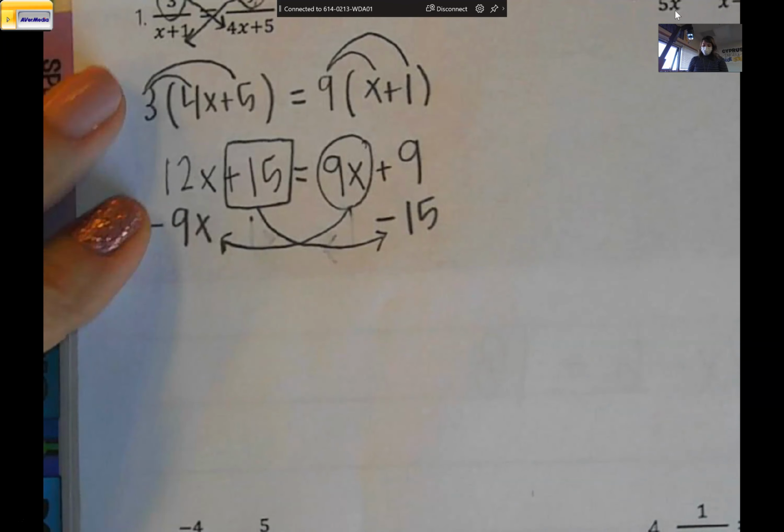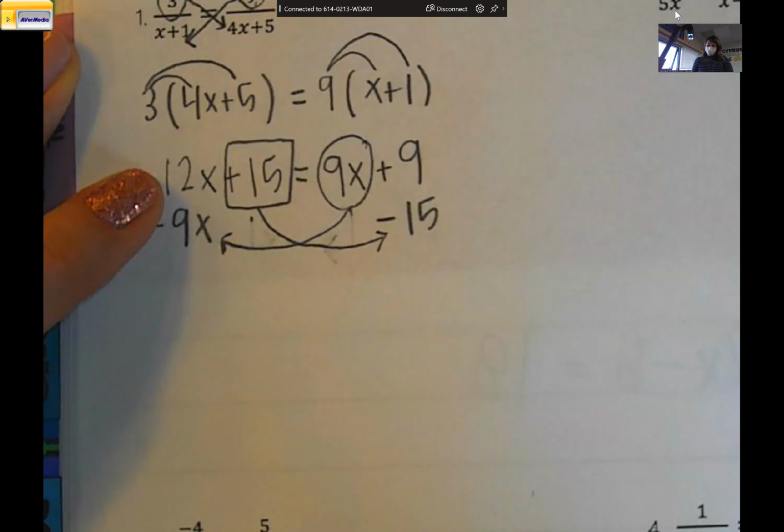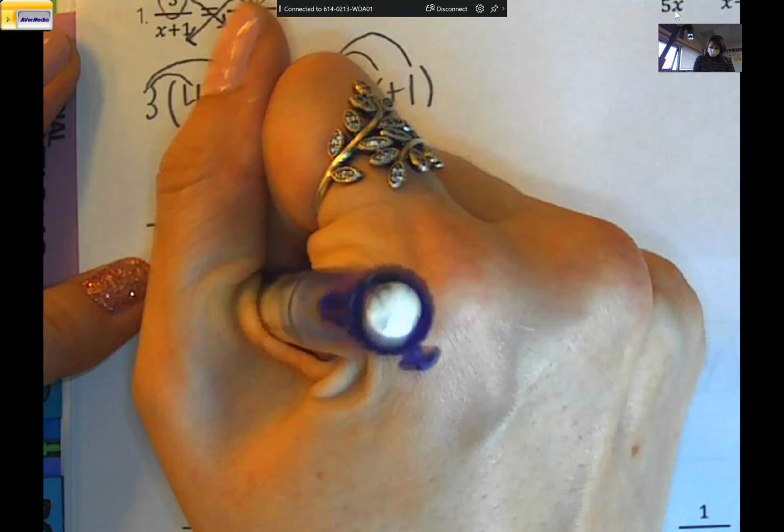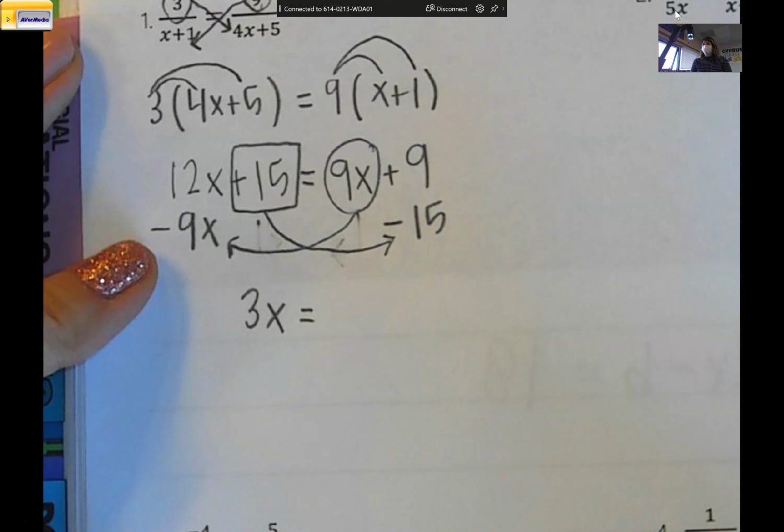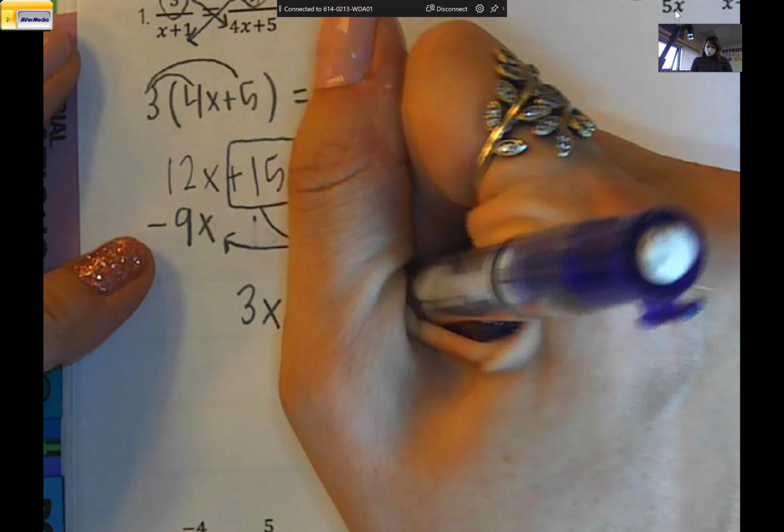So now on the left, we have 12 x's. We're going to take away 9. That's going to give us 3x. Equals, what's 9 subtract 15? Negative 6, thank you.